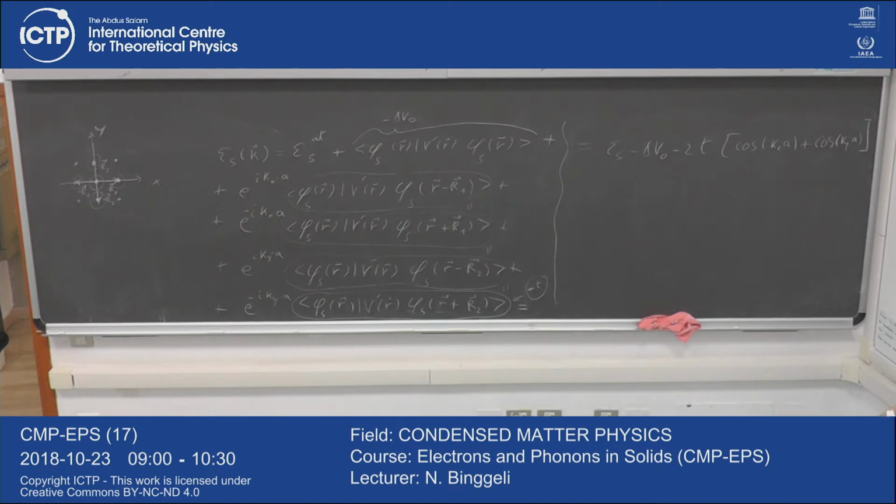At the origin, for this part, I will have a 2. And if I consider pi over a for both kx and ky, I will have minus 2. So it will give me 4 times the 2 here, 8.